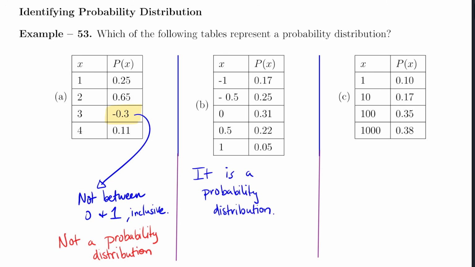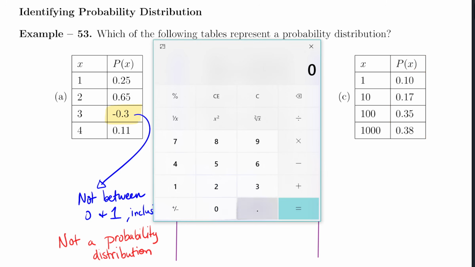So here we check our first thing. I find the probability, so that's all the entries below it. All of these entries are between 0 and 1, so that meets our first rule. My next rule is that they'll all add together to be equal to 1. So let me get my calculator and verify that. So we have 0.1 plus 0.17 plus 0.35 plus 0.38. They do add to be 1 exactly, so since both of the criteria are met, this is a probability distribution.